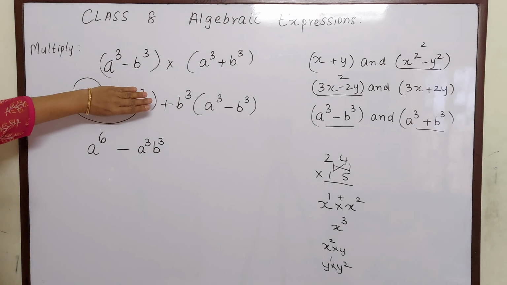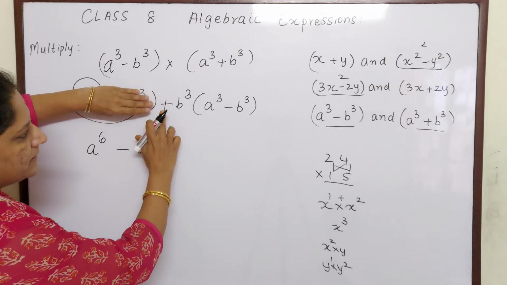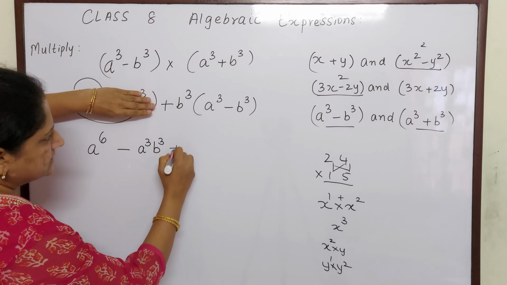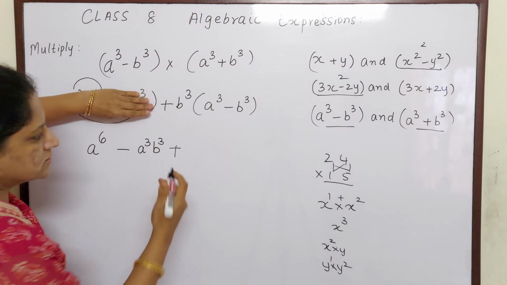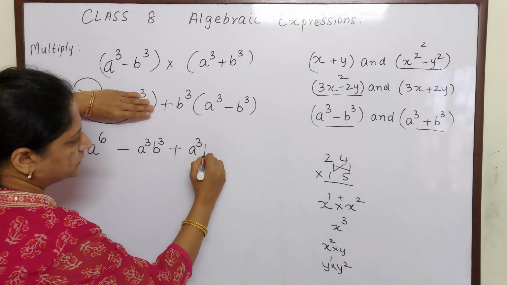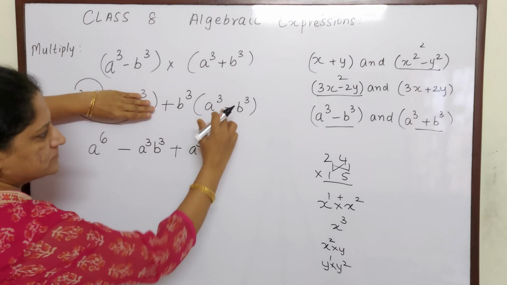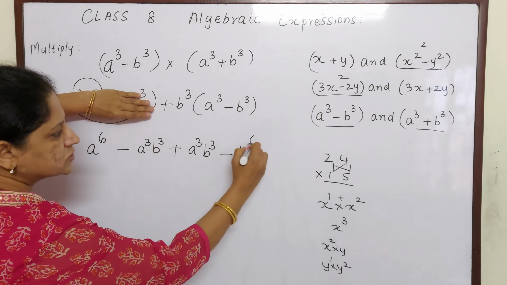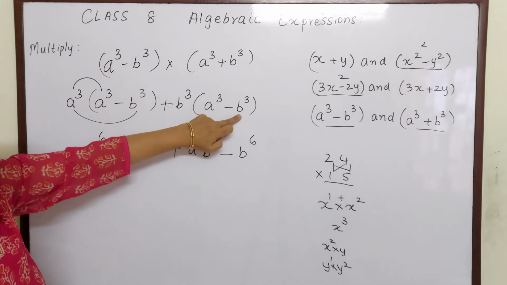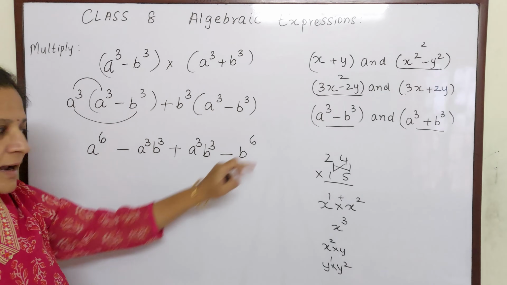Now we have finished with this. Now we have to come to this. Plus into plus, plus. B cube into a cube is b cube a cube. You can also write it as a cube b cube. Plus into minus, minus. B cube into b cube, b raised to 6. Because base is same, powers have to be added.